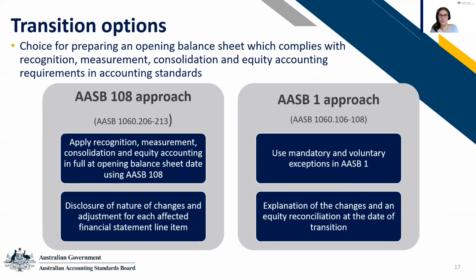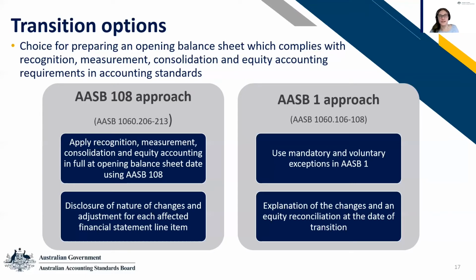Now, those of us who've been around and can remember back in 2005, 2006, when we transitioned to IFRS, will remember there was this little weird standard called AASB 1. We've ignored it for the past 15 years. It's now back again. It's back in our lives. So we have a choice. The way that we get from not complying to complying is using one of these two approaches.